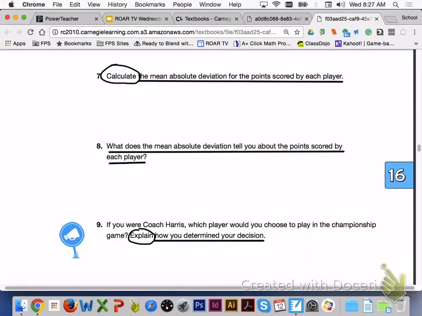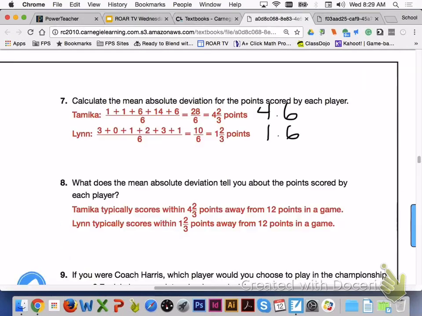Please turn to page 1099 and answer number 7, 8, and 9 with your group. For number 7, in order to calculate the mean absolute deviation for each player, we are going to add up their absolute deviations and divide by 6. When we do that, Tamika's MAD is going to be 4.6 points, and Lynn's MAD is going to be 1.6 points.